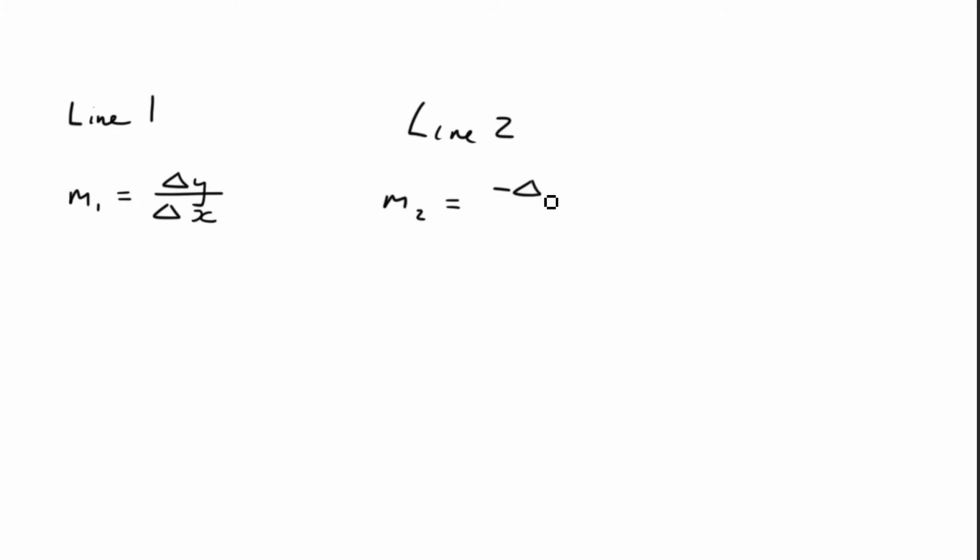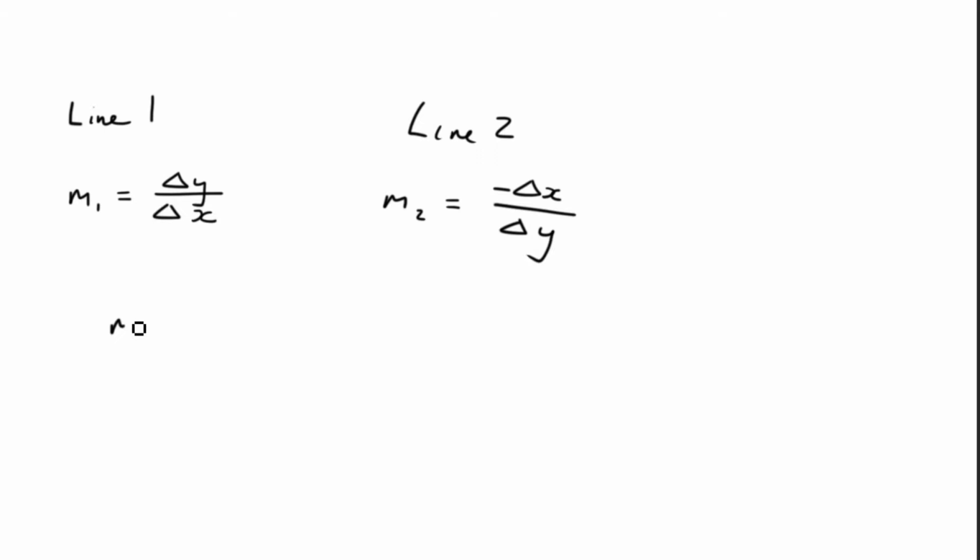What does that mean in terms of calculating gradients? Well, it means for our original line, let's call it line 1, the gradient of that line, let's call it m1 for gradient 1, was delta y over delta x. For our second line, let's call that line 2, the gradient 2 was, now this time, the change in the y coordinates was the negative of the original delta x. The change in the x coordinates was the same as the delta y from the original line.